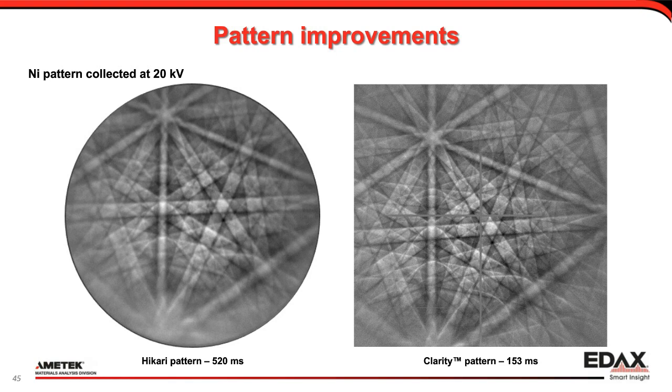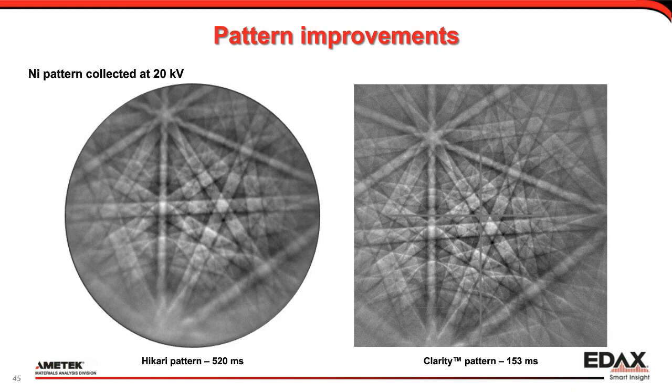And then after collecting this pattern, I removed the detector, put the Clarity detector on, and did exactly the same measurement with the same beam conditions, the same sample in the same spot using the Clarity detector. And if you look at the image, you can see that the bands in the Clarity pattern are clearer, are sharper.